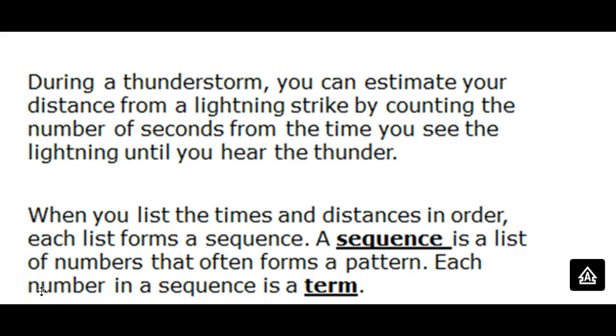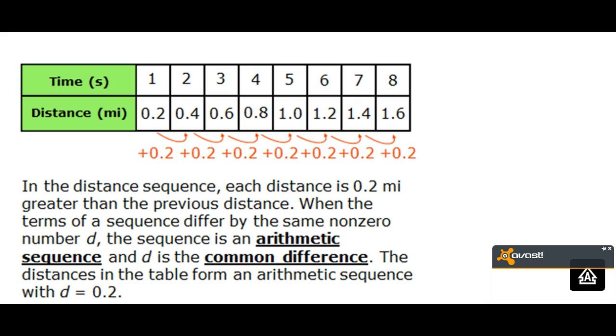During a thunderstorm, you can estimate your distance from a lightning strike by counting the number of seconds from the time you see the lightning until you hear the thunder. When you list the times and the distance in order, each list forms a sequence. A sequence is a list of numbers that often forms a pattern, and each individual number in a sequence is called a term. So here's an example.